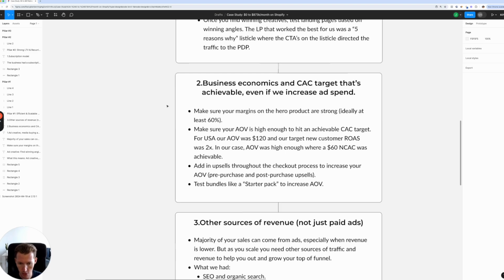Then you want to add in upsells throughout the checkout process to increase AOV further. So not just having a good AOV on the product itself, but bumping up the AOV throughout the purchase process. So having pre-purchase and post-purchase upsells that allow customers to add $5, $10 here to the AOV. That really, really makes a big difference. Then you want to test bundles as well. So if you have a bundle, like a starter pack that you can put together that makes sense for your offer, I would definitely test that because that will increase AOV, but it could also be a good offer structure as well, especially for those first time customers coming into the brand.